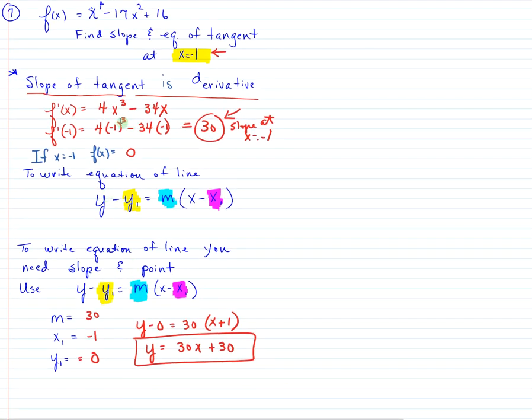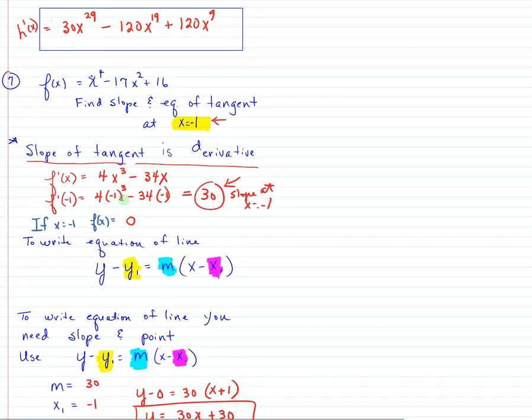So if you plugged it in, you would see you're plugging in your -1 in the original. So if you get that there, that'd be 1. You plug it in here, that'd be -17. So this is 1 minus 17 would be -16 plus 16, we get 0.